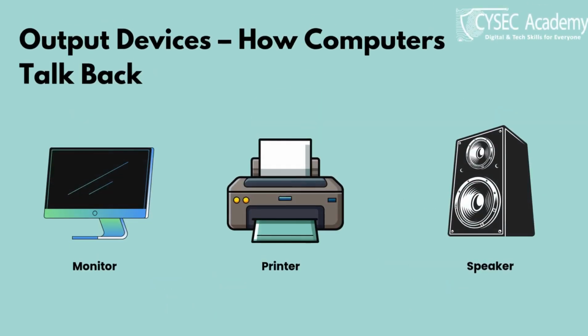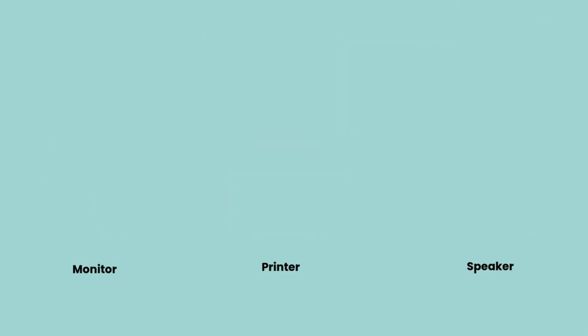Output devices, how computers talk back. An output device does the opposite of the input device: it converts data from an electronic form inside the computer to a form that can be accepted outside the computer. Some examples include: monitor, displays what's happening; printer, prints documents on paper; speakers, play sound and music.